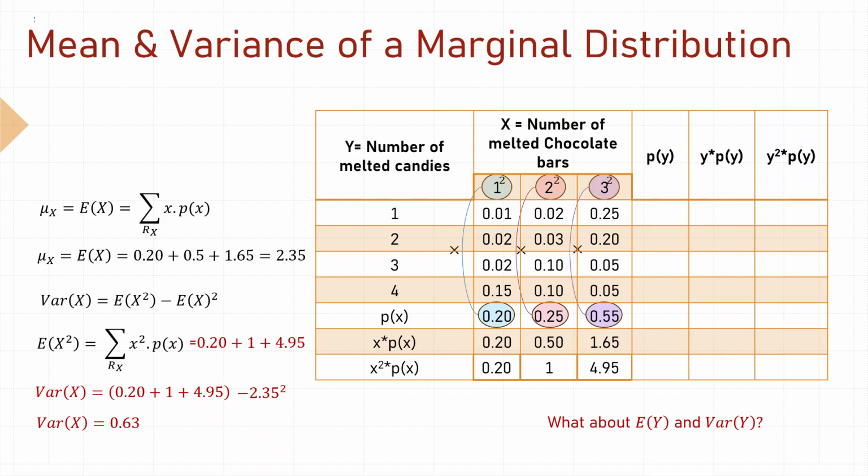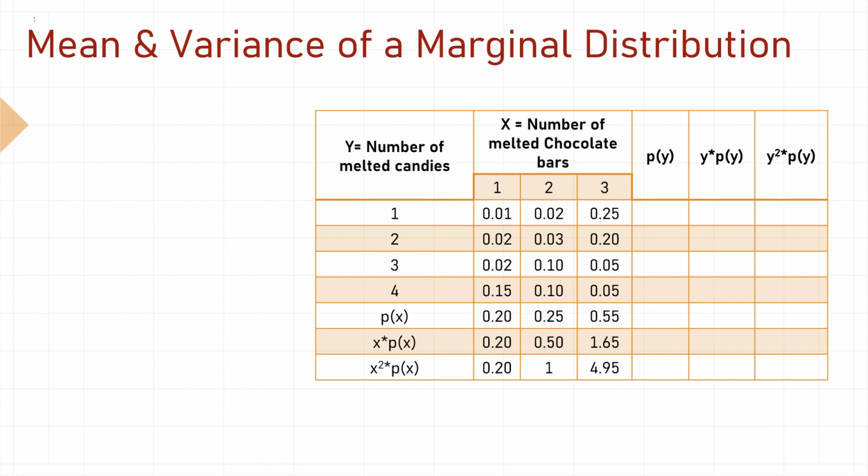What about expectation and variance of y? Please pause the video and try to find these values by yourself first before checking the solution. We start by finding the marginal distribution of y. To do that, we sum up over the columns for each value of y.